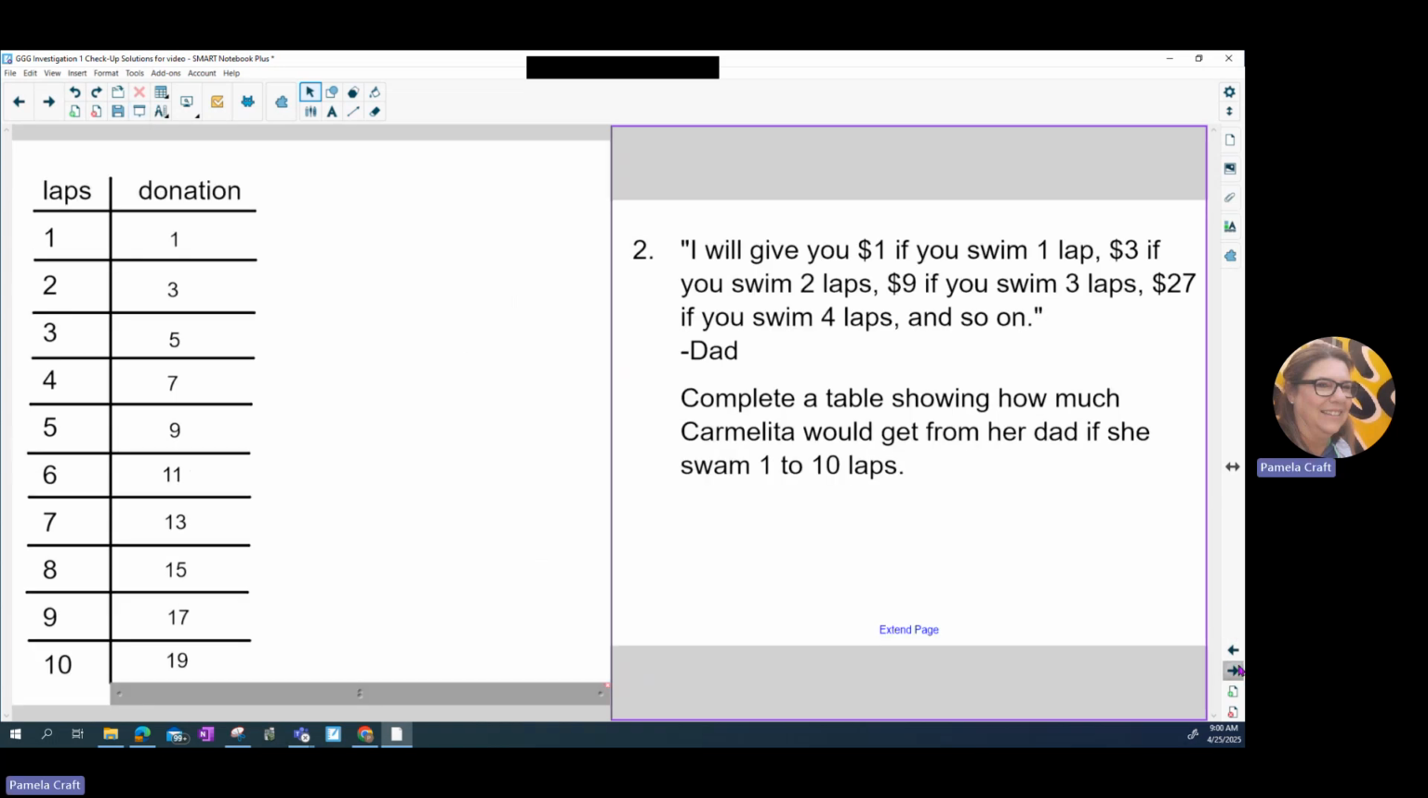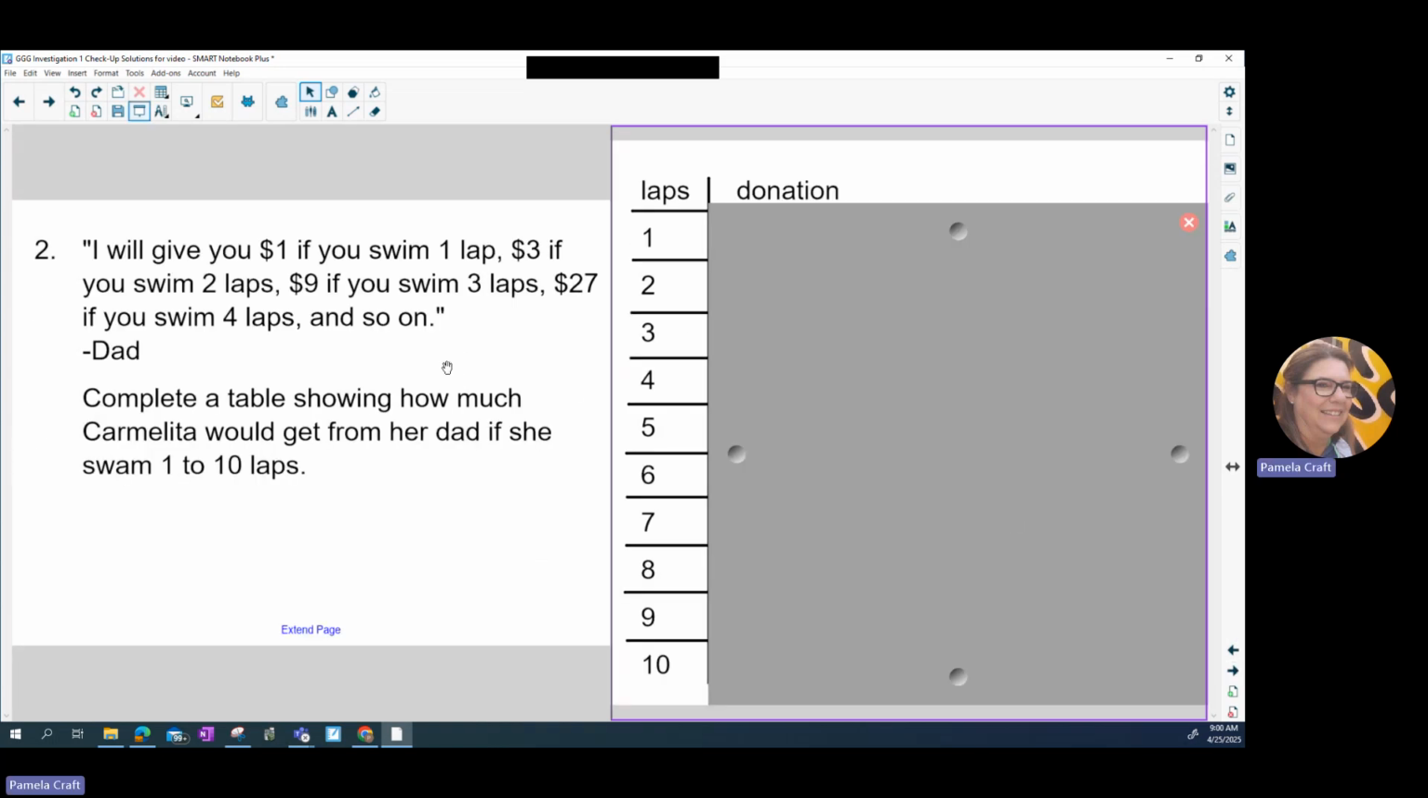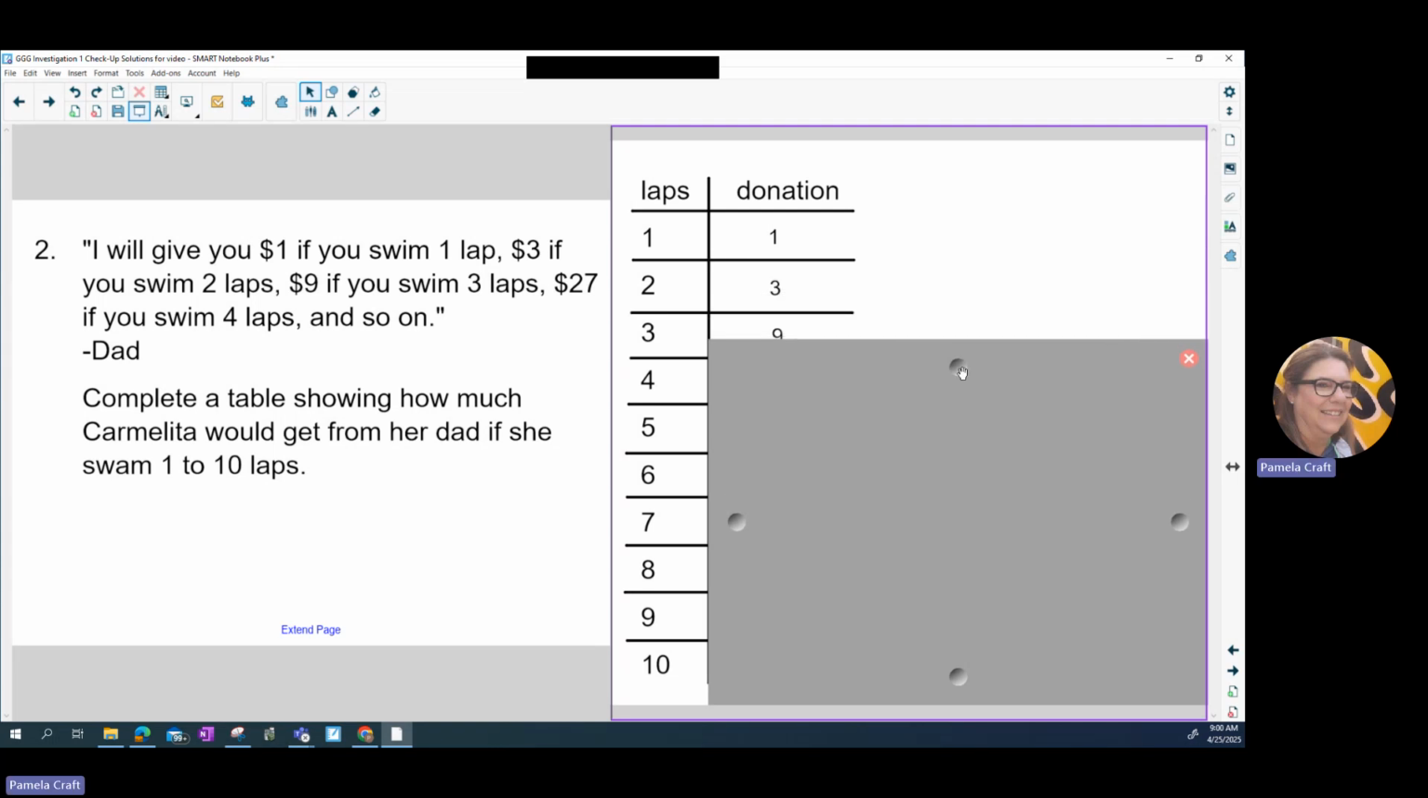In number 2, these are from Dad. And again, we're filling in the ones that they give us. So $1 for 1 lap, $3 for 2, $9 for 3 laps, 27 for 4. So I'm going to look. If I add, I get 1 plus 2 is 3. 3 plus 2 is 5, not 9. So I'm going to multiply.